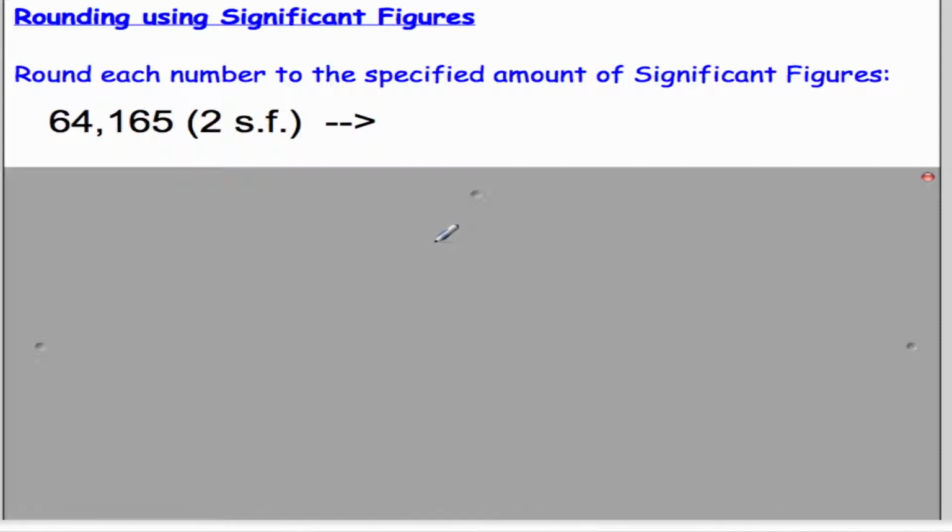So for example, in this problem, if we want to round to 2 significant figures, we have to identify the third significant figure, which in this answer is going to be the 1. So if this is our answer, we find that the 1 is the third significant figure. That tells us whether or not we need to round up or keep that 4 as a 4. Now, since the 1 is smaller than 5, we'll keep it the same. So our rounded answer is 64,000.